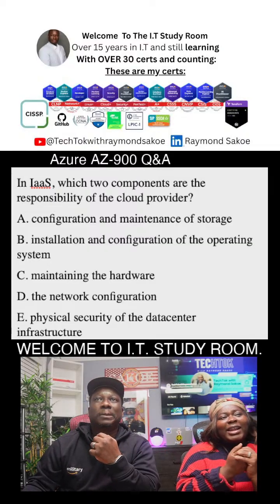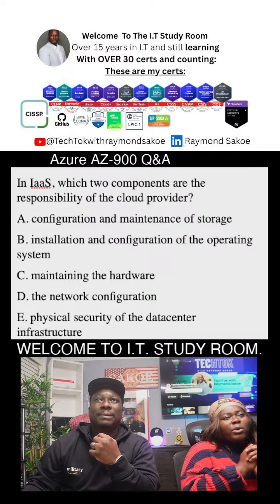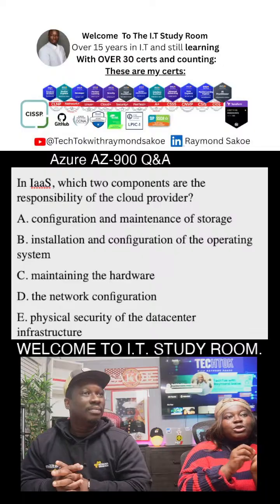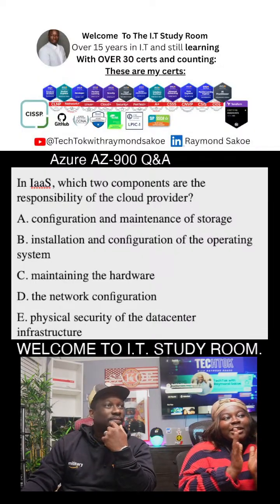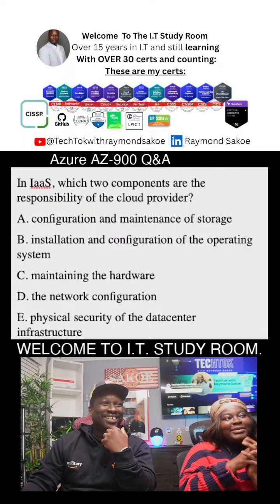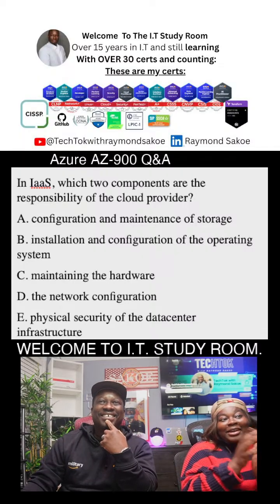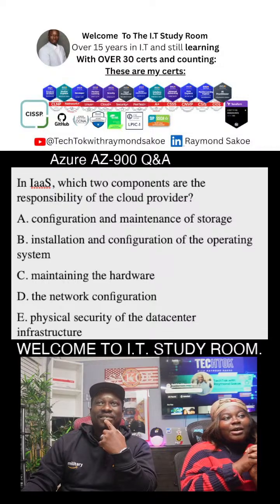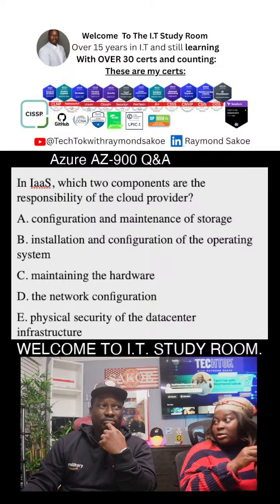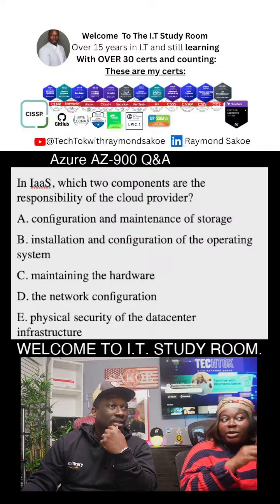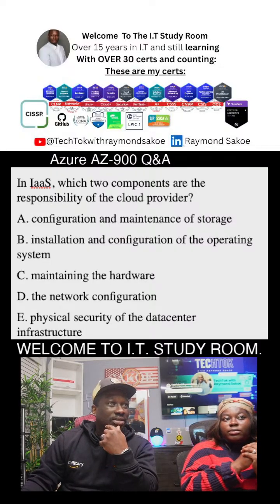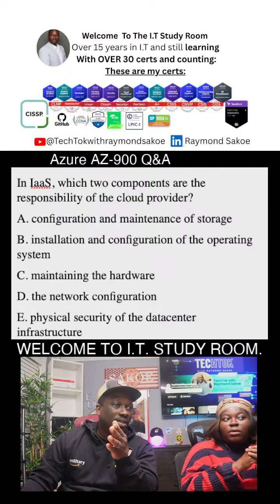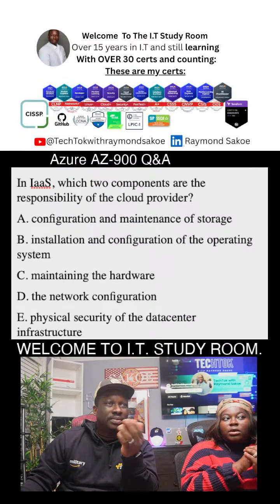All right. In IaaS, which two components are the responsibility of the cloud provider? They said C and E unanimously. I don't know this one. So in IaaS, the company provides the infrastructure, and then everything else is on the client or the customer.